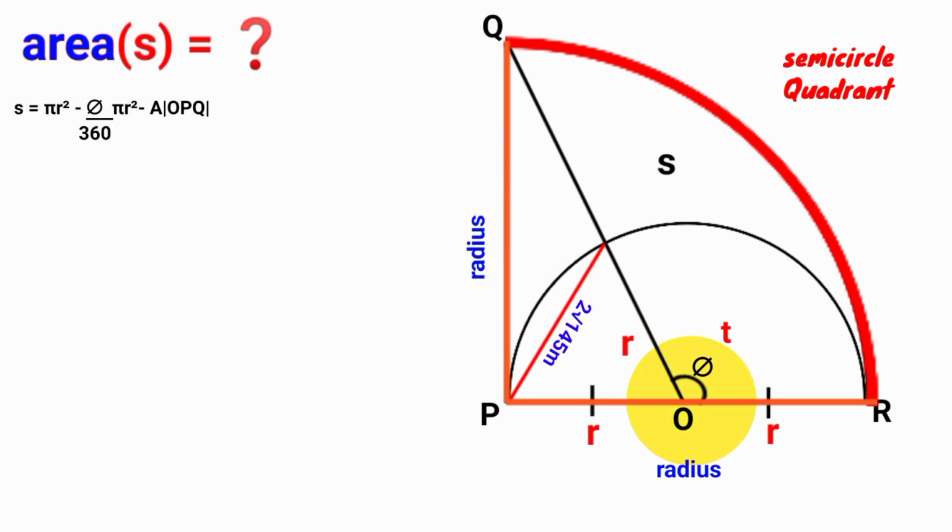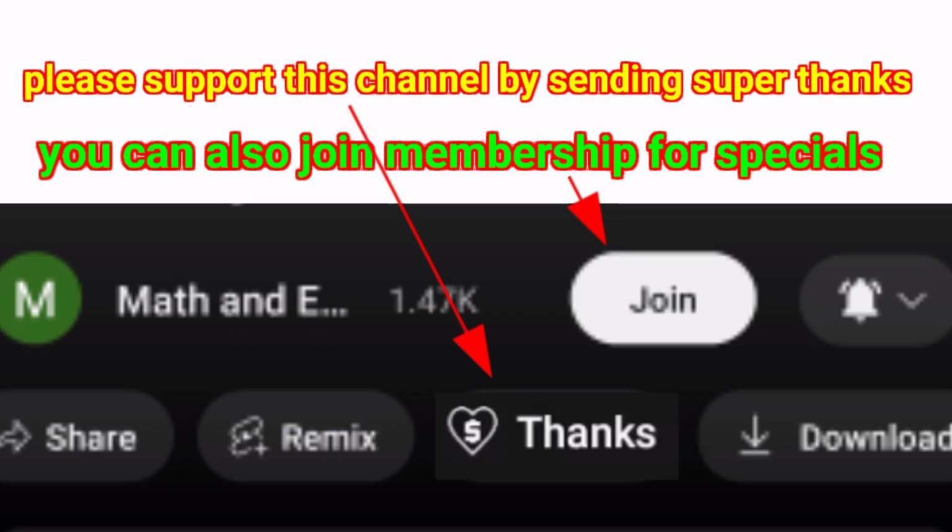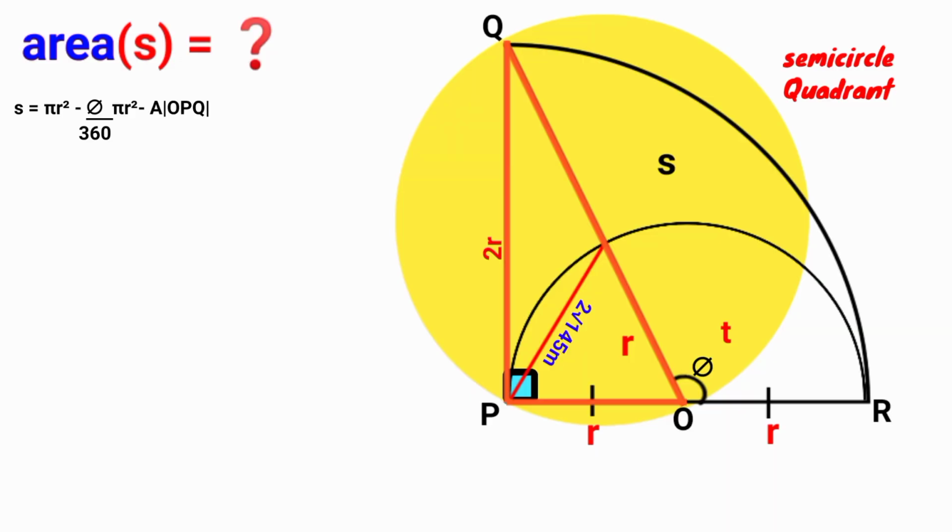Since this side and this side are radii of the quadrant, the length of this side will also be R plus R, which is 2R. If you look at the angle, it is an angle of a quadrant, and the angle of a quadrant we know is a right angle. Now if you focus on this triangle, because of this angle here, it is a right angle triangle.